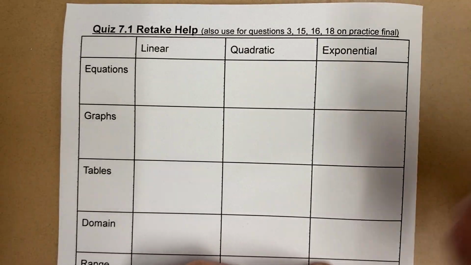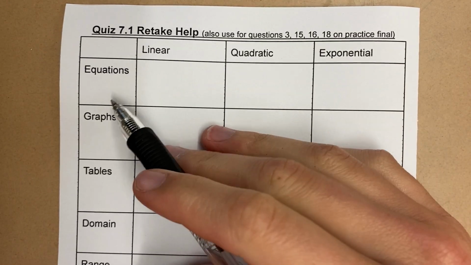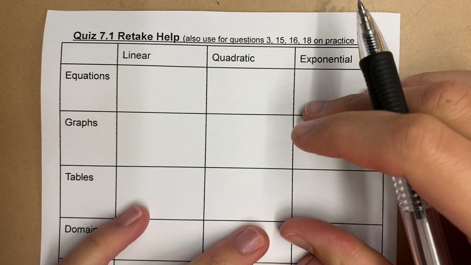All right, so some quick reminders about when we're looking at linear, quadratic, and exponential functions. What do we observe in the equations and the graphs and the tables and the domain and the range and so on? Right, this is kind of what the quiz is on.